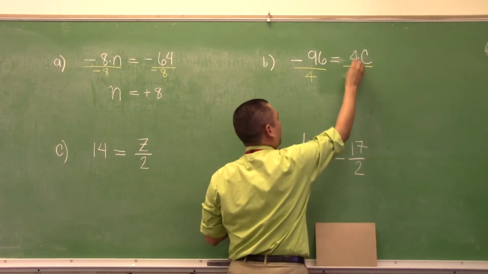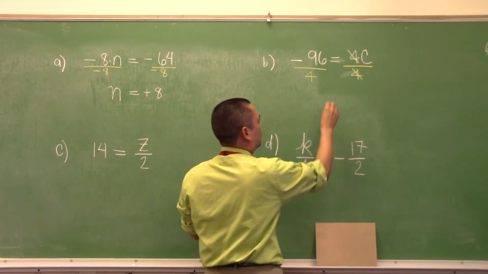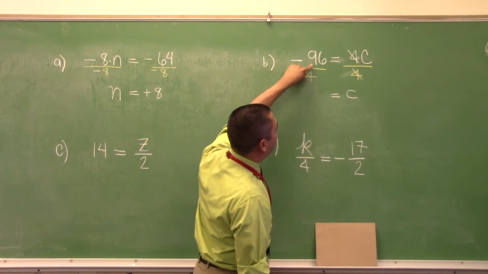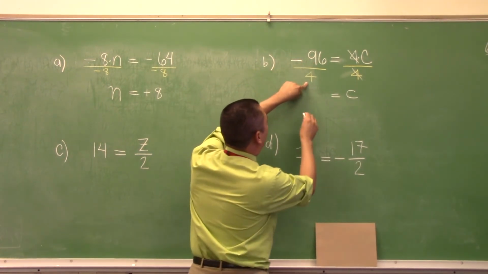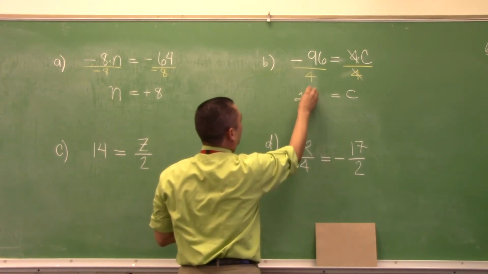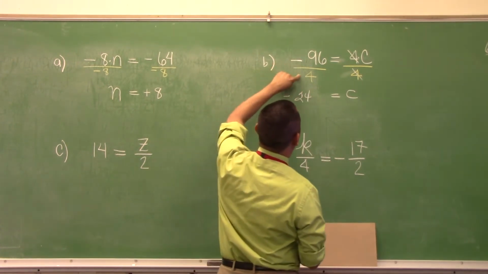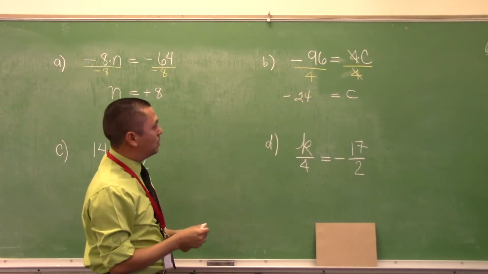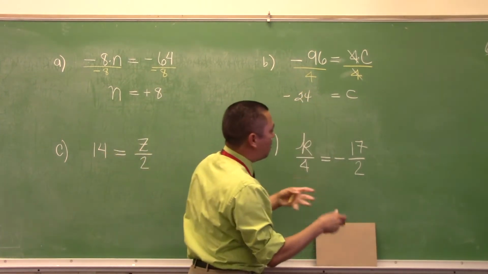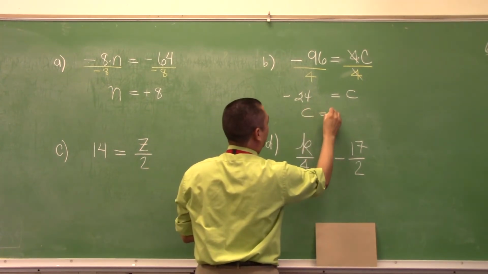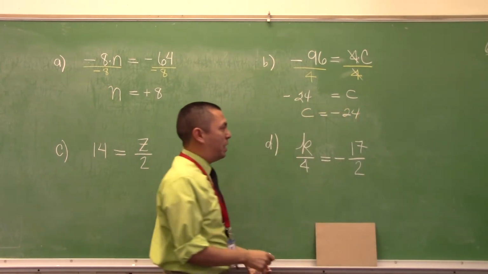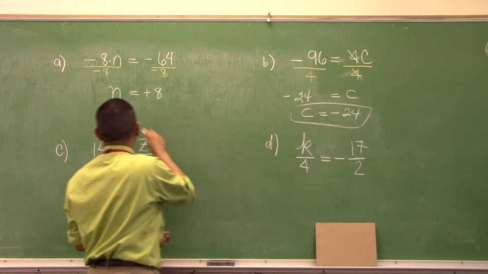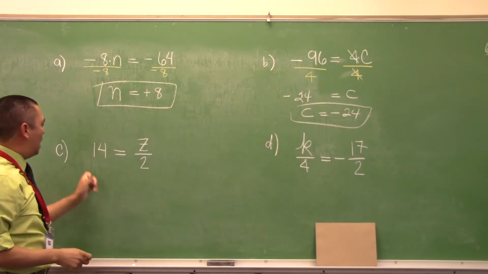4 divided by 4 is 1. I'm just crossing out those ones. So you have c, and then I have negative 96 divided by 4, in this case negative 24. Negative and positive is negative. 96 divided by 4 is 24. So negative 24 equals c, or if you want to write it, c equals negative 24. So that's the solution for B. Okay, this is B. Now let's do C.